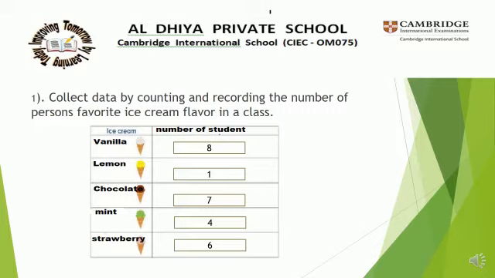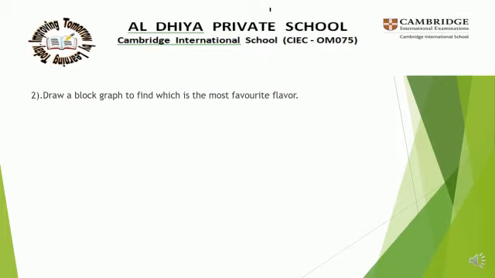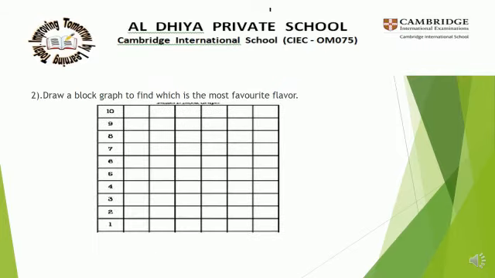Now, we are going to see how to make the block graph. Okay. See in the slide. Draw a block graph to find which is the most favorite flavor. In the last slide, I have collected the data. Now, I am going to draw the block graph for that. What is a block graph? You remember, no? Small boxes will be there. We have to color the boxes in different colors. However many counts, you have to color that many boxes. Okay. See, this is our block graph.